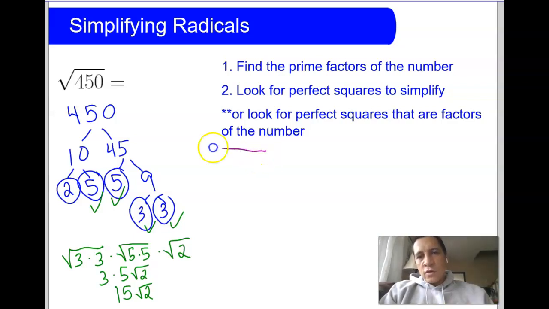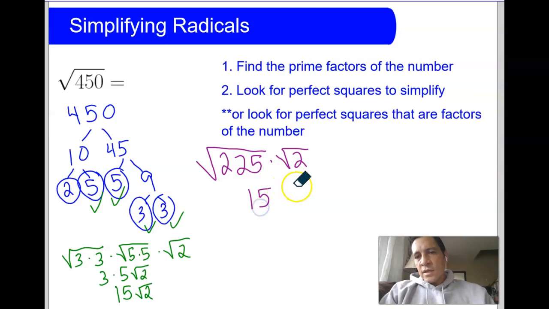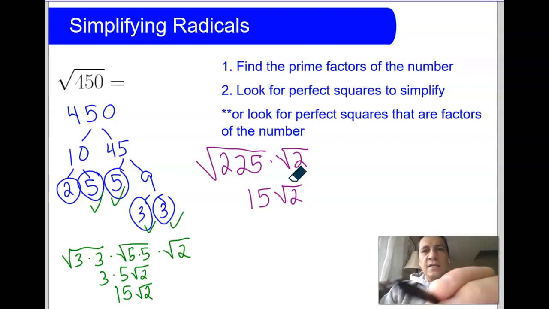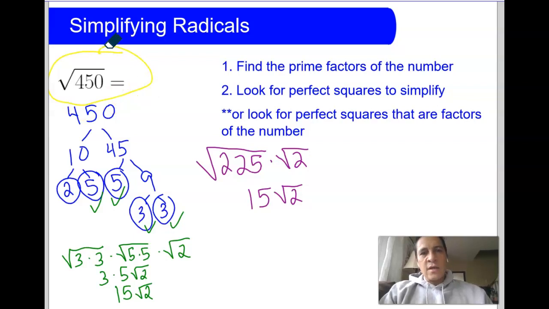Now, if you really know your perfect squares, you may have noticed that 450 is made up of 225 times 2. And if you knew the square root of 225 is 15, then you could just simplify it as 15 times the square root of 2. So if you know those perfect squares, sometimes it's a little faster than finding the prime factors. But again, take a calculator, find the square root of 450, and then do 15 times the square root of 2. You will get the same number.